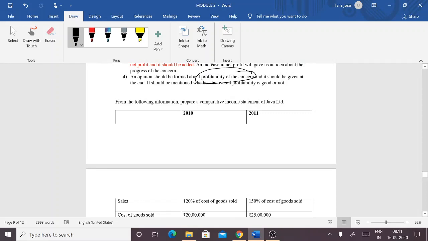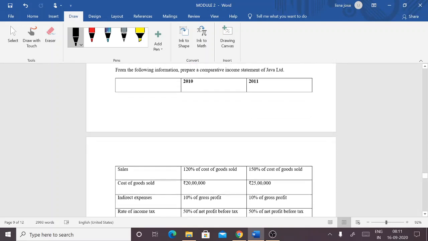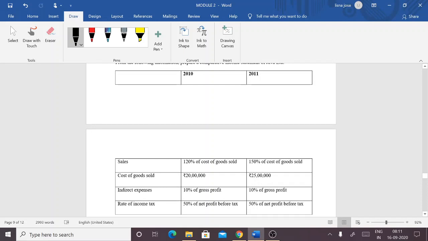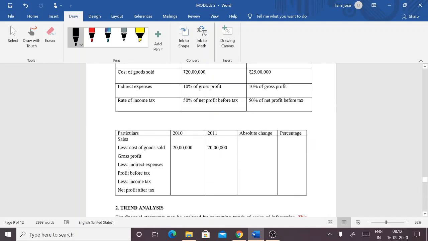So here one question is given, for 2 years, 2010 and 2011. Here sales is 120% of cost of goods sold, and in 2011 it is 150% of the cost of goods sold. And here the cost of goods sold amount has been given, so you just need to calculate the amount of sales. So this is the format of a comparative income statement.